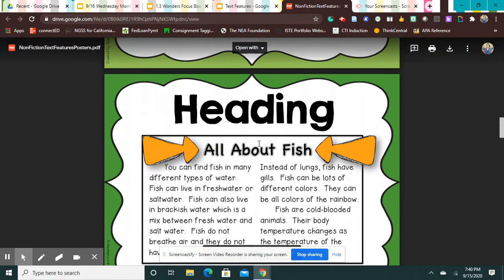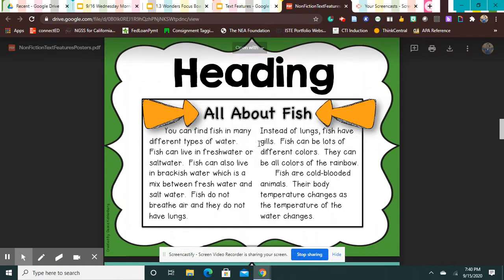Another text feature that I really want to explore is a heading. Informational text can give you a lot of information about a topic. This example is talking about fish, so there are probably lots of different things that we can learn about fish. If you want to know all about fish, you would find it under this heading. There might be another heading about different species of fish.